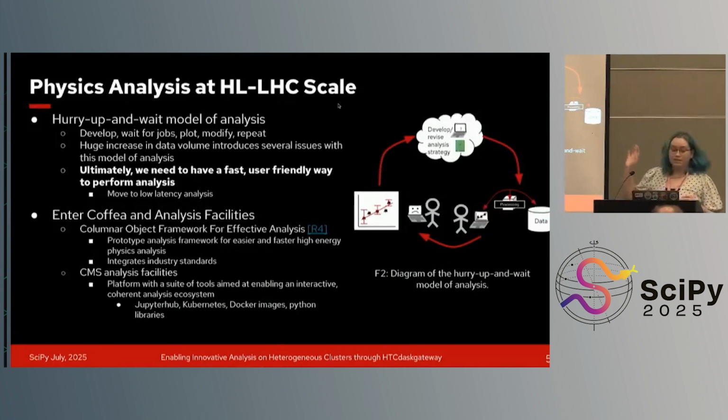So if you look at this diagram here, at the top we start our analysis strategy, we develop it, we prepare it, and then we prepare jobs, and we submit them, and then we wait. And then we get those results back, and at the end we get a plot, and we're either happy with that plot and we're like, yay, this can go in the paper, or we're like, that's not what I'm looking for, and then we go through this whole process again, and it's just a lot of waiting.